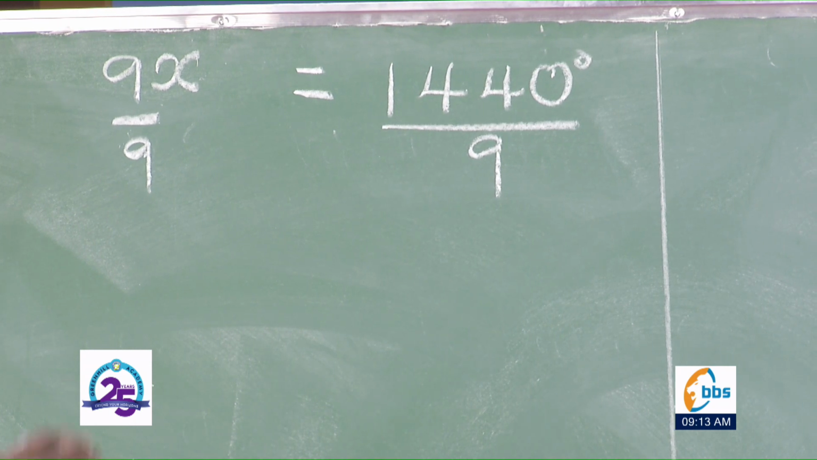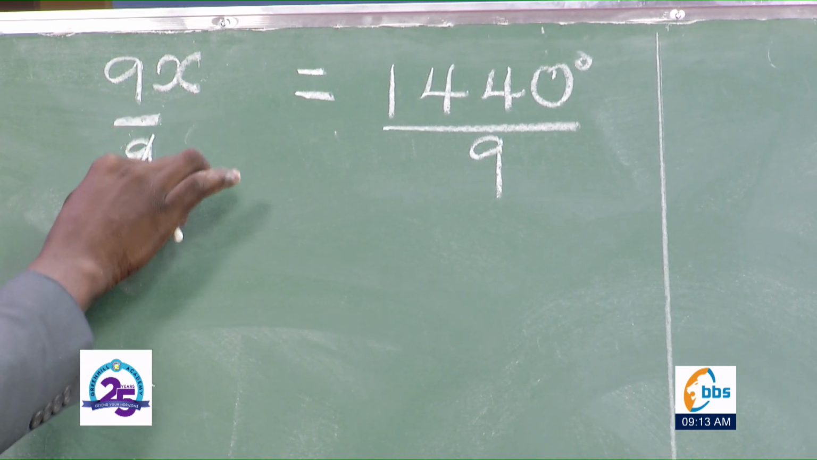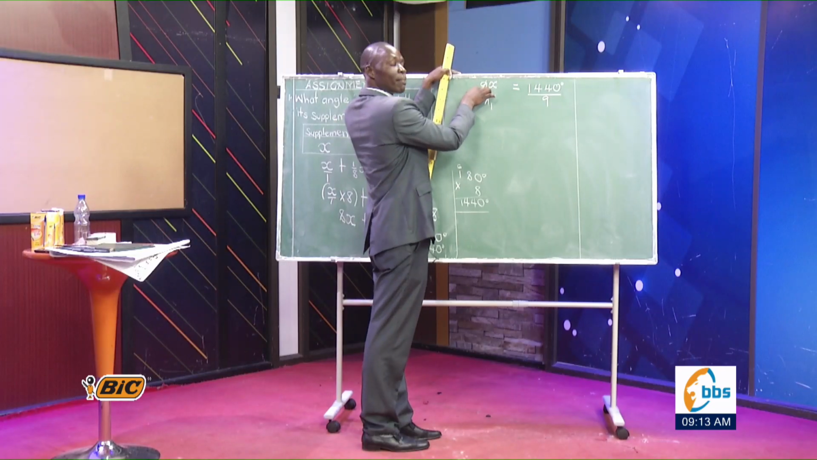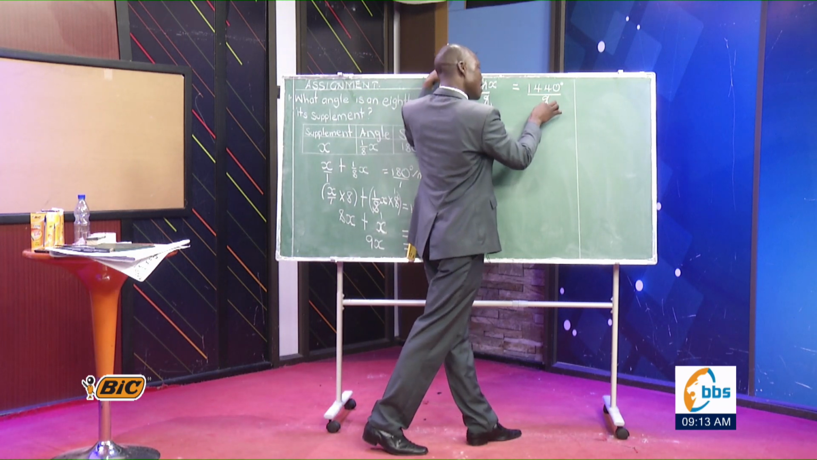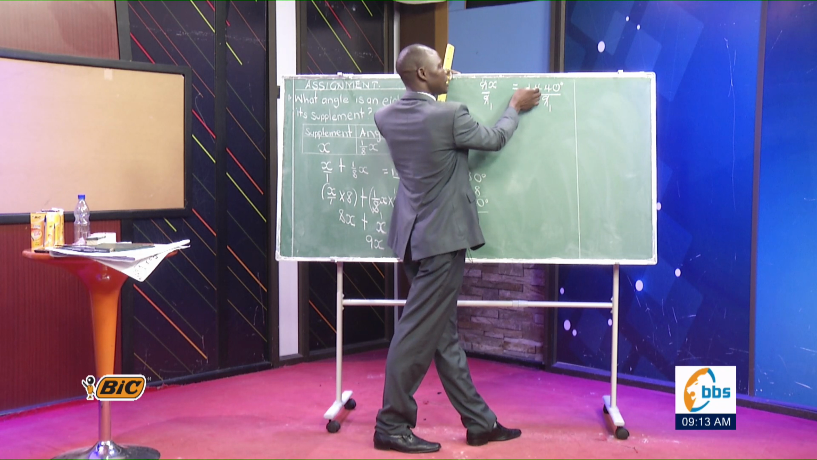You must cancel. Divide this 9 by 9 once. Divide also this one by 9 once. 9 divided by 9 once. I will take the two numbers.